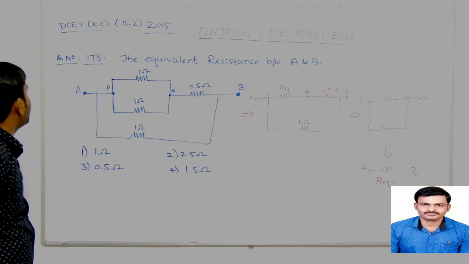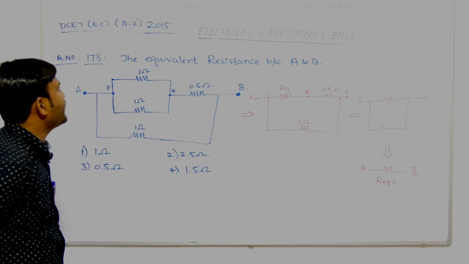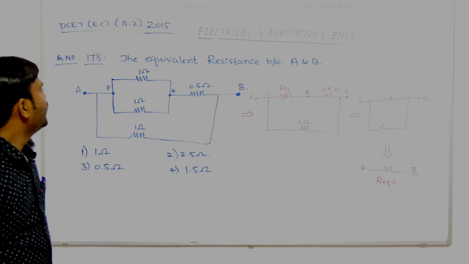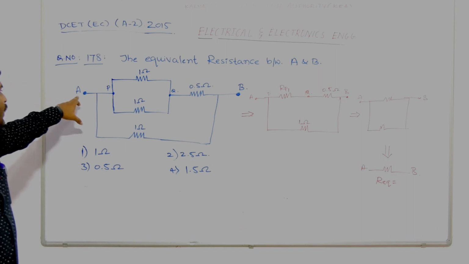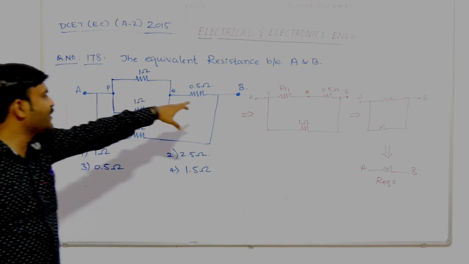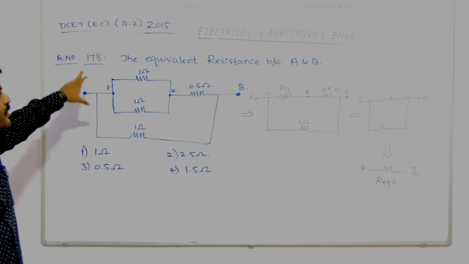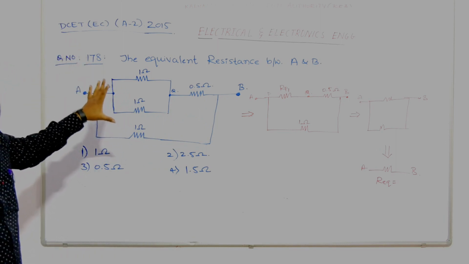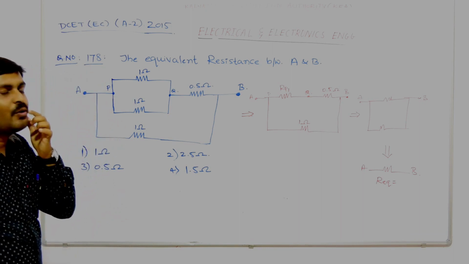This question has been asked in DCET 2015 Electronics and Communication branch, A2 version. The question number is 178. The question is the equivalent resistance between A and B. They have given the circuit like this. See this circuit. We need to find the equivalent resistance between these two terminals. This is a series parallel combination. How can we solve this?